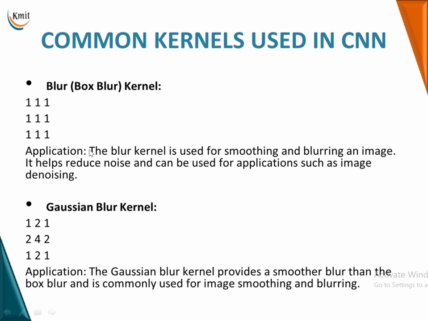Next are blurring kernels. Two categories are there: box blur and Gaussian blur. In box blur, the dimensions are all one, and the blur kernel is used for smoothing and blurring out an image. It helps reduce noise and is used in applications for denoising the image. There's another one, Gaussian blur. The values are 1, 2, 1, 2, 4, 2, 1, 2, 1, and it provides a smoother blur than the box blur, and again it is useful in image smoothing.